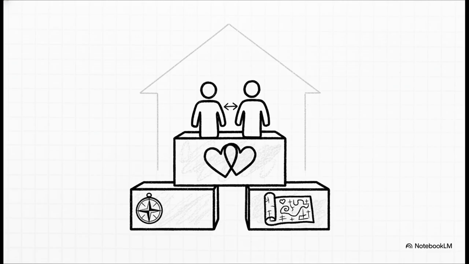First, build love maps. You need to intimately chart your partner's inner world. Second, share fondness and admiration actively. And third, turn towards instead of away. That means enthusiastically engaging with your partner's everyday, mundane bids for connection. You literally cannot skip these foundational steps if you want the house to stand.